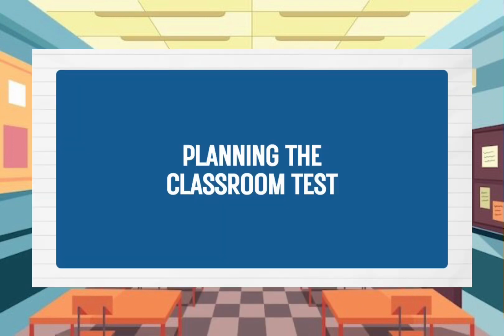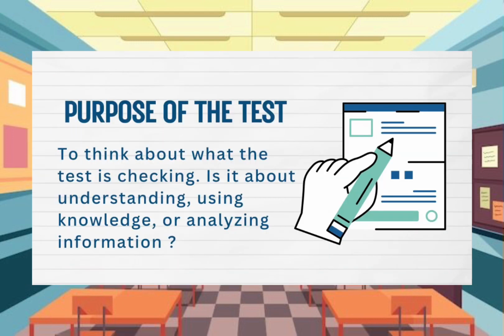Planning the classroom test. The main goal in classroom testing is to obtain valid, reliable, and useful information concerning pupil achievement. This requires a series of steps to be followed. Here is the first step: purpose of the test. It is to think about what the test is checking. Is it about understanding, using knowledge, or analyzing information? This helps decide what kind of questions to put in the test.